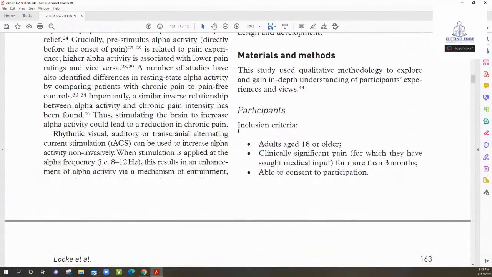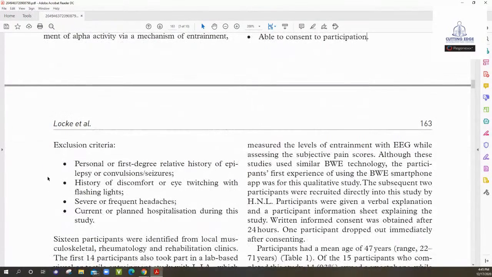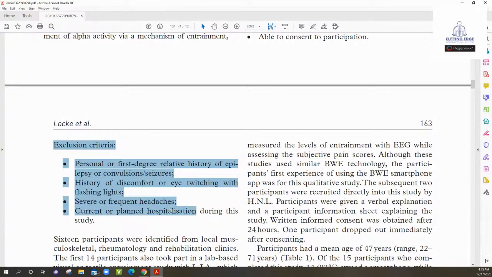So inclusion criteria, meaning, again, who are the people who are included? What they really were looking for were adults age 18 or older who had significant pain for greater than 3 months and were able to consent. And the exclusion criteria, meaning these weren't people that were included, were if they or other relatives had epilepsy or convulsions/seizures, if they had discomfort or eye twitching with flashing lights, if they had severe or frequent headaches, and if they had a current hospitalization during the study.